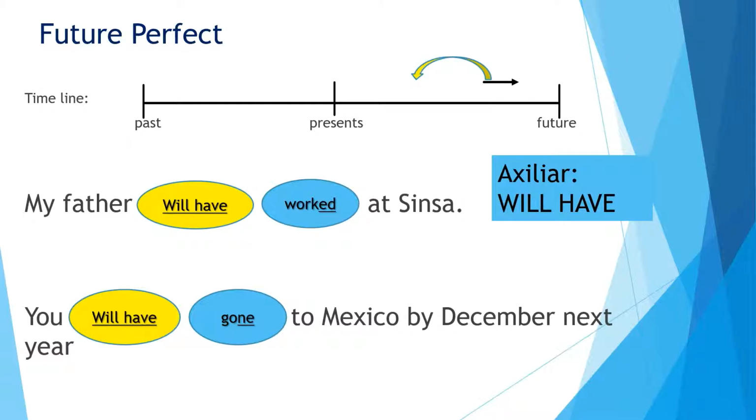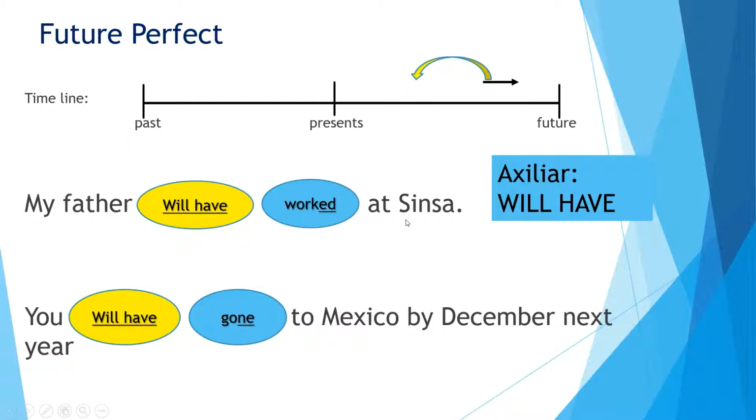Future perfect. Okay, when we use the future perfect, we use the future perfect in the future, by the way, but what we want to say is that action, we have completed that action in the future. That action will be finished, right, in the future. Okay, in the future. So once again, we have the auxiliary or helper, will have. Okay, always we have to use will have. So for example, say my father will have worked. You see, this is the verb in past participle. My father will have worked at Cinza.